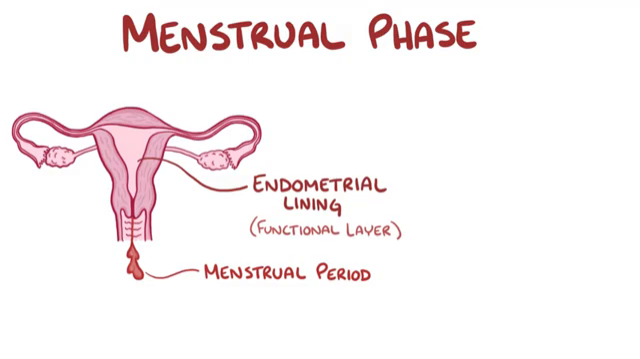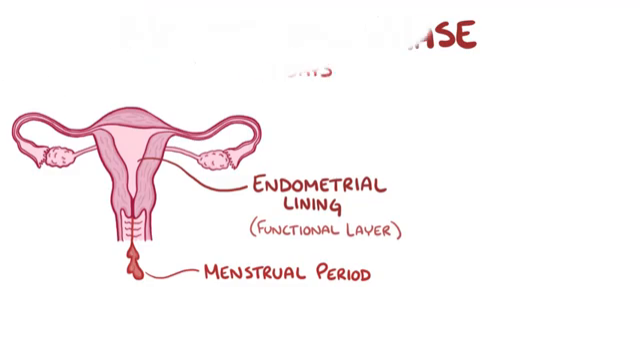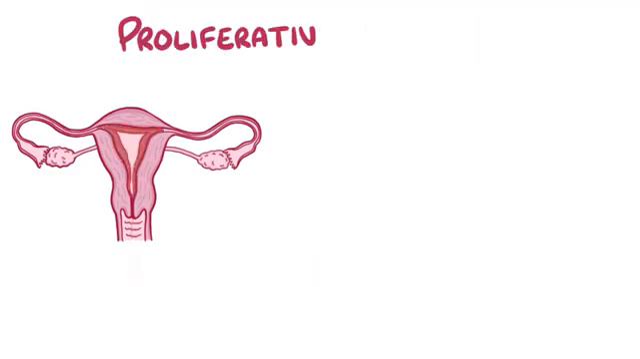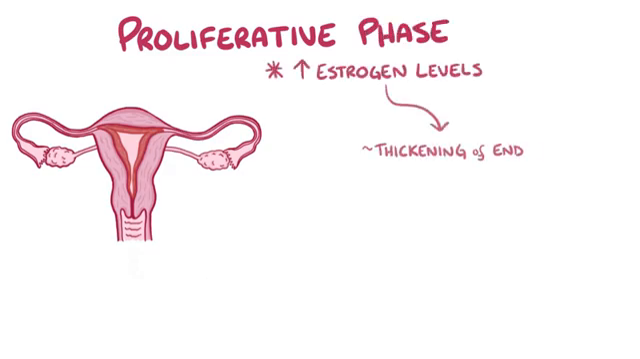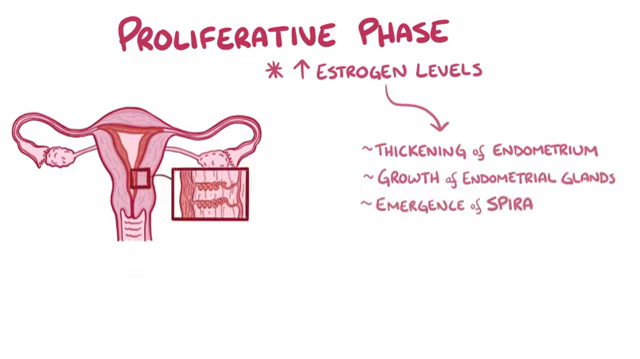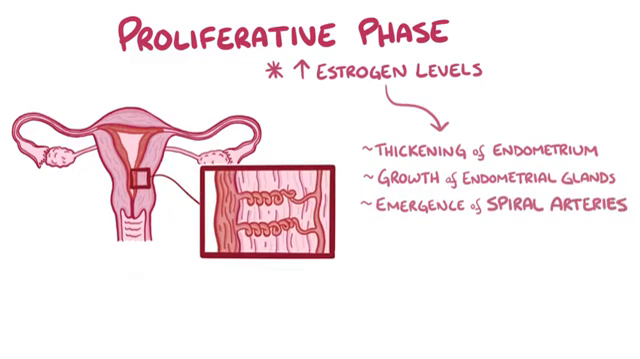The menstrual phase lasts an average of 5 days and is followed by the proliferative phase, during which high estrogen levels stimulate thickening of the endometrium, growth of the endometrial glands, and emergence of spiral arteries from the basal layer to feed the functional endometrium.